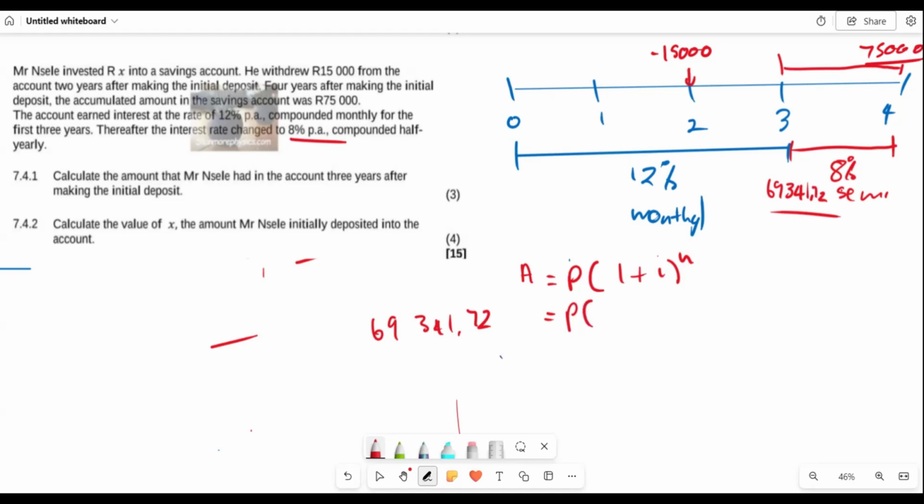So before the withdrawal, this is going to be 1 plus, remember the interest, then it was what? It's going to be 0.12 over 12, and this is also to the power of 12. Once again, to find out what was the amount in this particular bank before the 15,000 was withdrawn. So here we are looking for the value of your P.